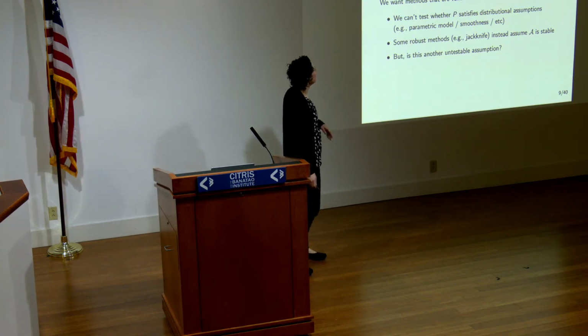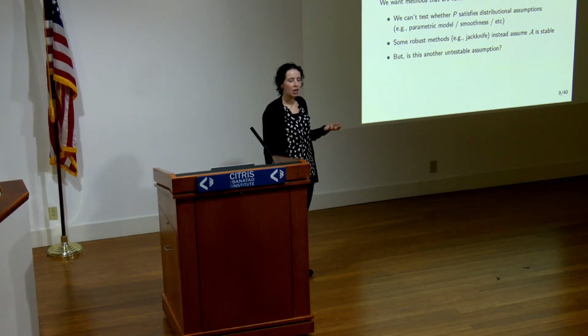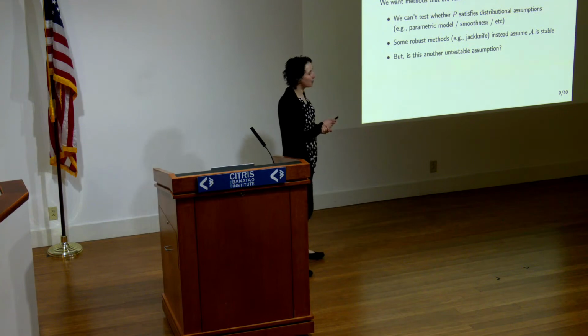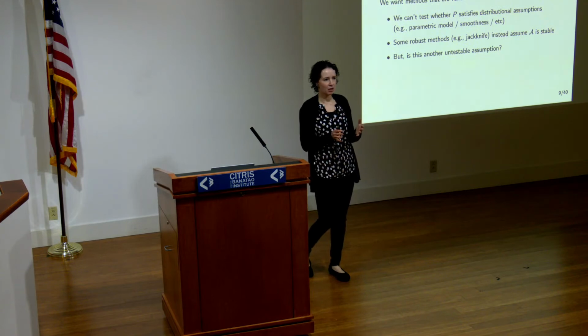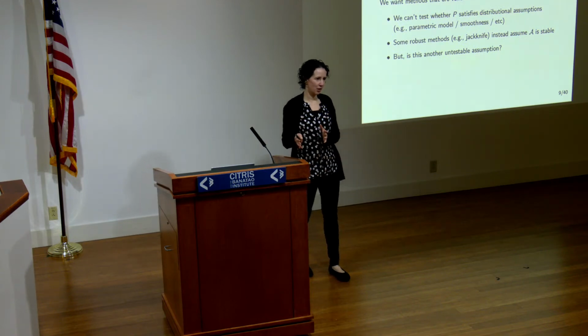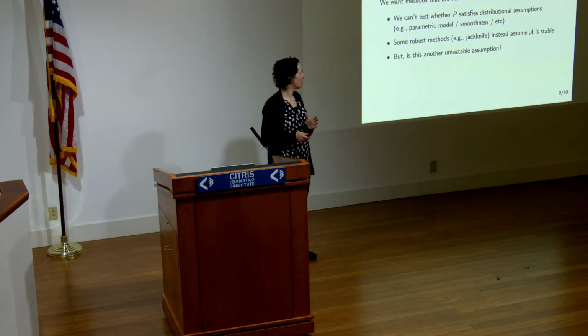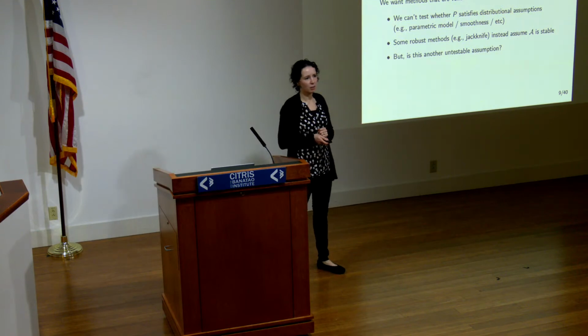So at a high level, if we can't test whether the distribution that the data comes from satisfies smoothness or something like that, we can try to use goodness-of-fit type things, but they don't always tell us when there's a problem. Then maybe we want to instead assume that the algorithm is stable, but then we ask ourselves, is that just replacing one untestable assumption with another untestable assumption? And if that's the case, then perhaps we need to think about, is stability helping us sufficiently, or do we need to do a little bit more?